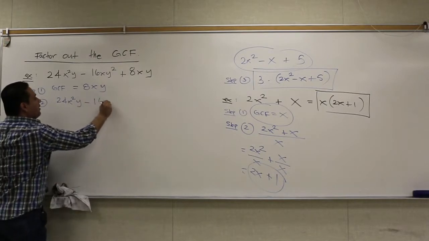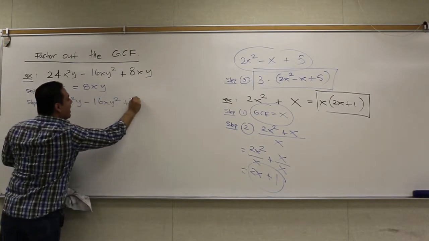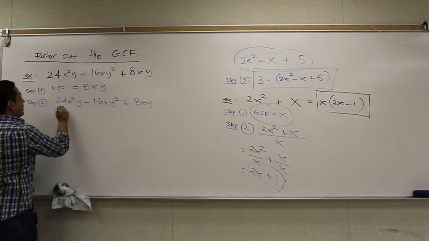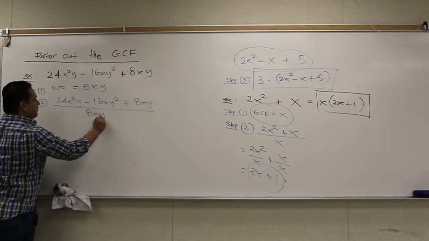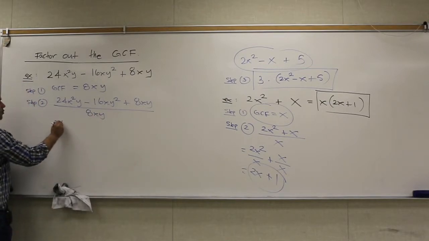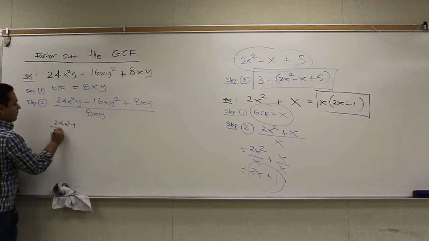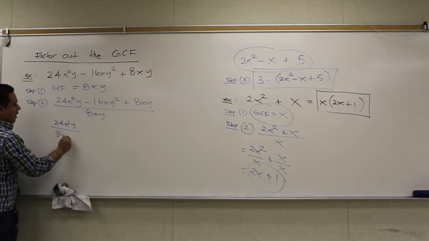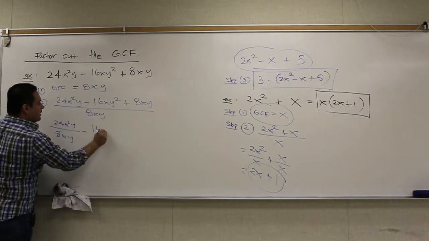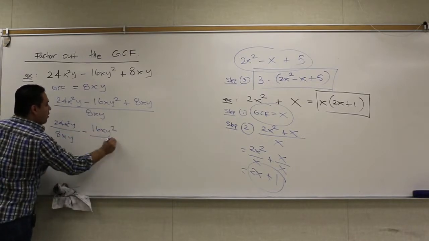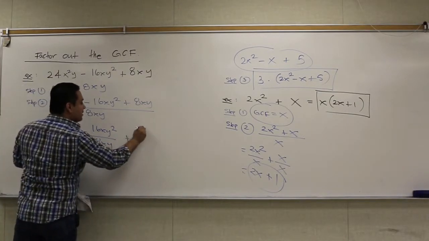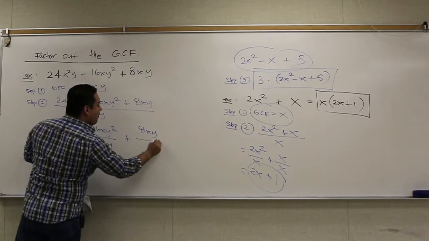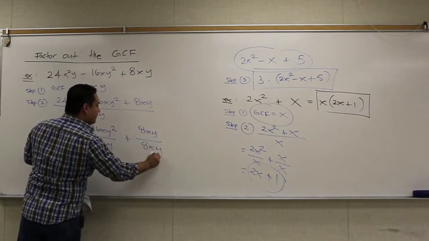Okay, this is just a division problem now that we worked on in the past. So you're now going to divide 3 terms by your 8xy. So you end up getting 24x squared y over 8xy minus 16xy squared over what? 8xy plus 8xy over 8xy.